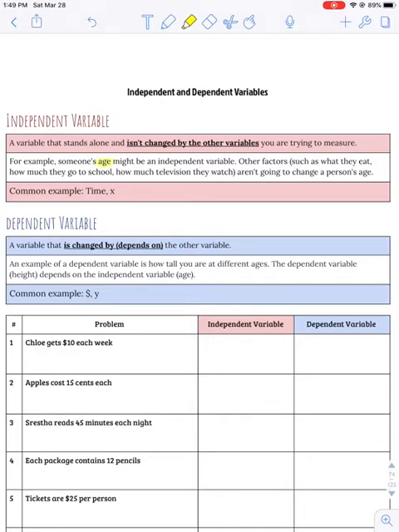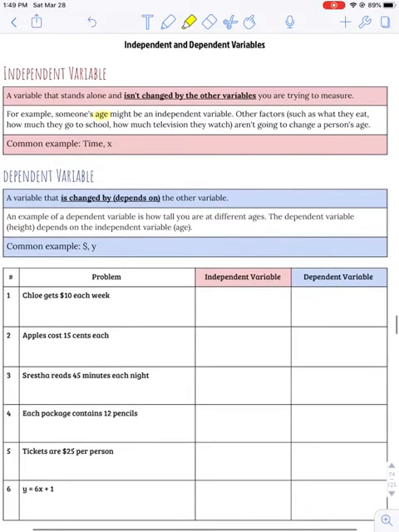X always goes with independent. So that's something that you have to lock into your brain. X goes with independent. Dependent variables, on the other hand, are changed by other variables, or they depend on other variables. So for example, how tall you are. So let's see, how tall you are, or you could say height. The dependent variable, which is height, depends on the independent variable, which is age.